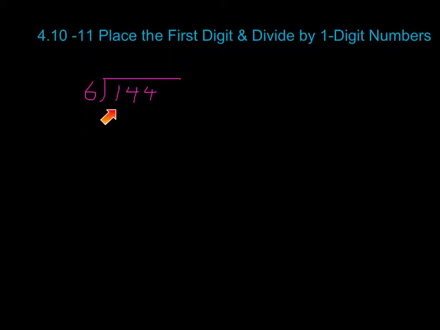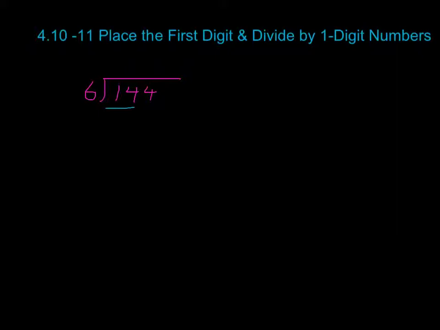So 6 goes into 144 how many times? We do this by looking at the first digit first. 1. 6 cannot go into 1. 1 cannot be divided by 6. So because 1 cannot be divided by 6, we have to extend our 1 out to 14. 14. 6 can go into 14.